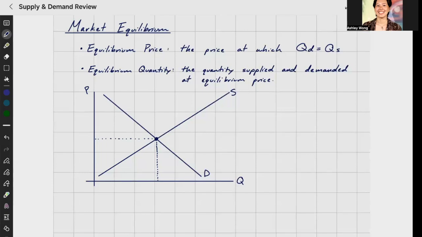So at this equilibrium point where the supply and demand curve intersect, the market has an equilibrium price. And this is the price at which the quantity demanded by consumers is equal to the quantity supplied by producers. And so this would be our equilibrium quantity.